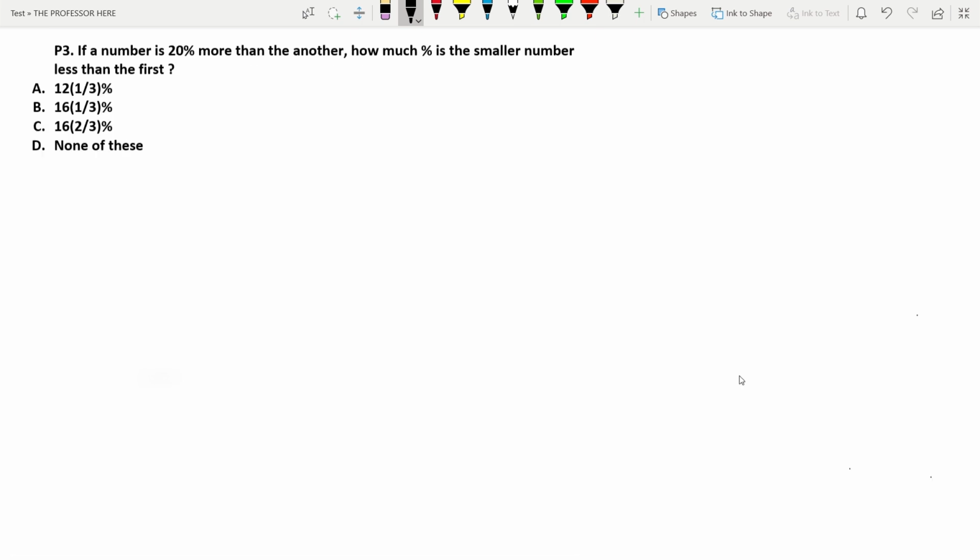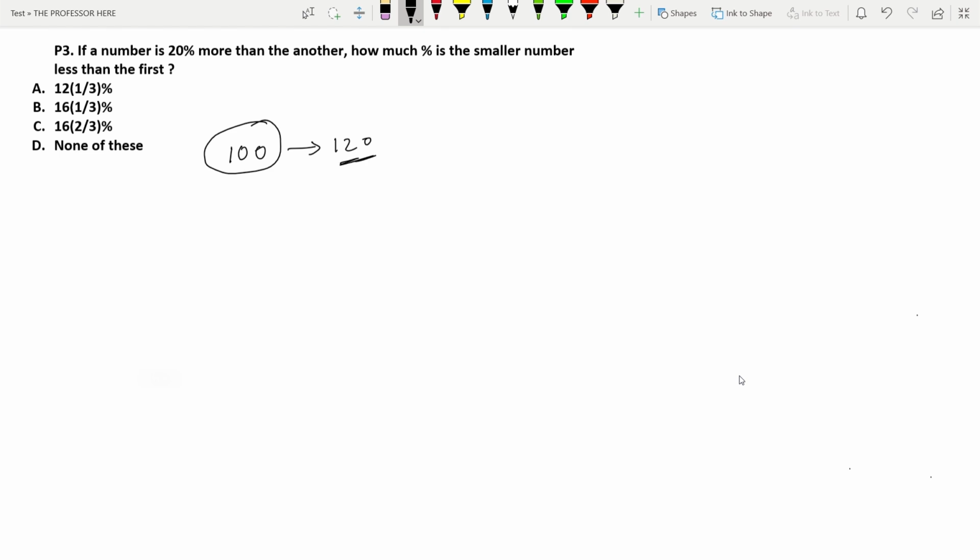Question number P3. If a number is 20% more than the other, how much percentage is the smaller number less than the first? To solve these kinds of questions, let's assume that the initial value is 100. So the first number is 100. 20% more means 20% of 100 is 20, so it becomes 120. How much percentage is the smaller number less than the first? You have to calculate the percentage based on the higher number, which is 120.